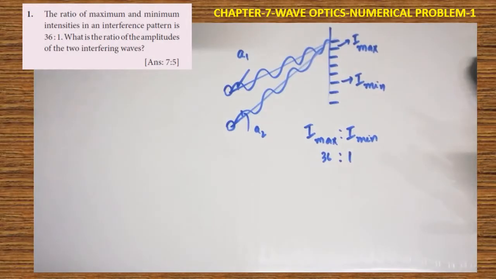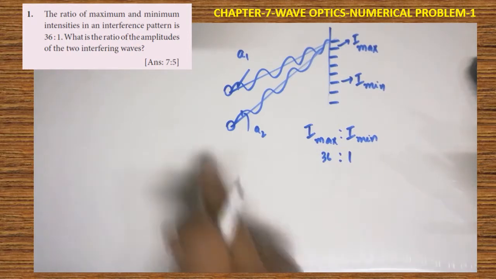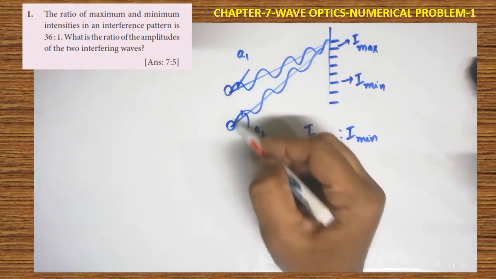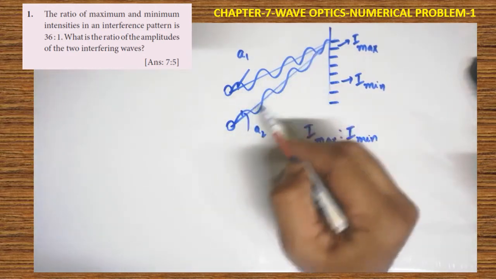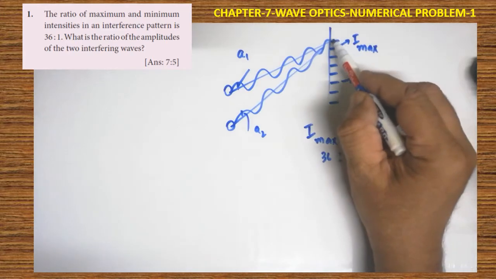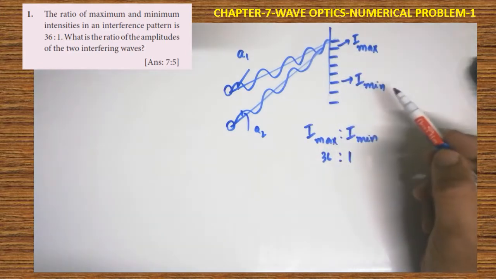Now we are going to solve the first problem in the 7th chapter. Very easy problem. Here two coherent sources are given. From these two coherent sources, the light waves are traveling and finally they are interfering with each other. They are superposing with one another.